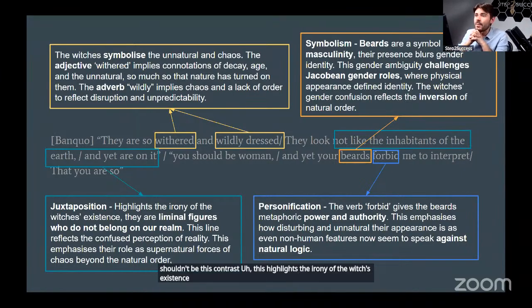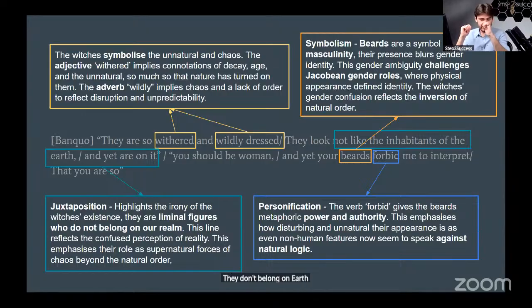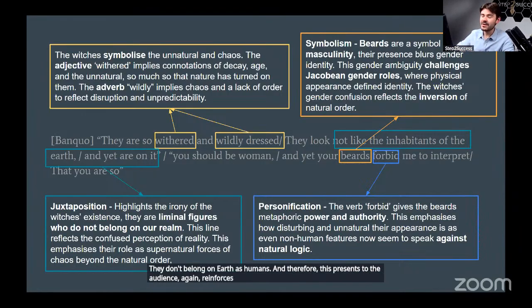They are almost liminal figures. They exist between life and death. They don't belong on earth with us humans. And therefore, this reinforces the idea to the audience that they are evil. They don't belong. They're here to create disruption and chaos.